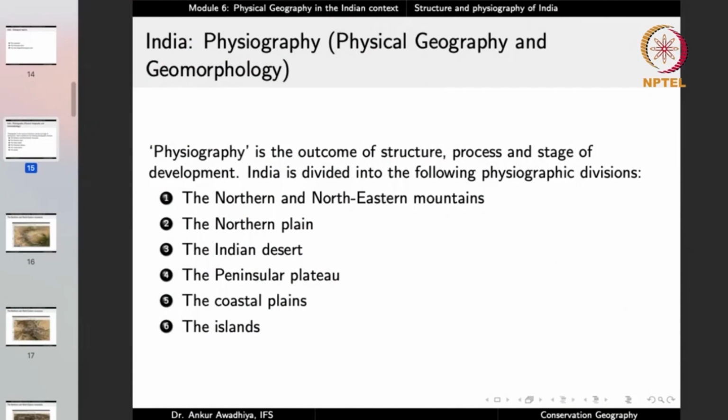And so these are the 6 physiographic divisions of India: the northern and northeastern mountains, the northern plain, the Indian desert, the peninsular plateau, the coastal plains and the islands. These large variations in geology and physiography of the country have ensured that we have a large number of climates and varied habitats in our country, which play a very important role in biodiversity. So India has a rich storehouse of biodiversity, primarily because of these variations in geology and physiography in different regions of India.